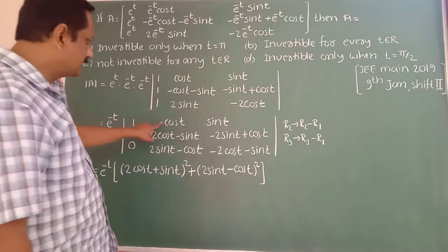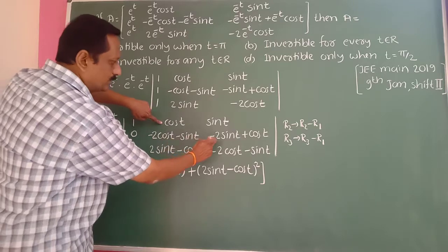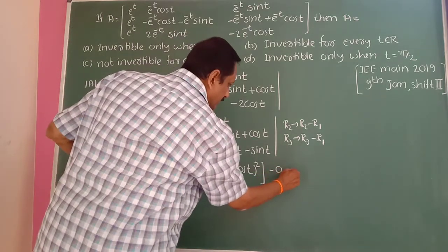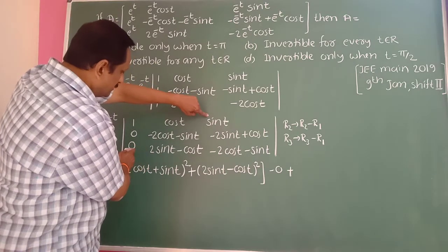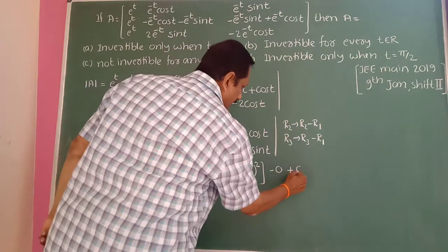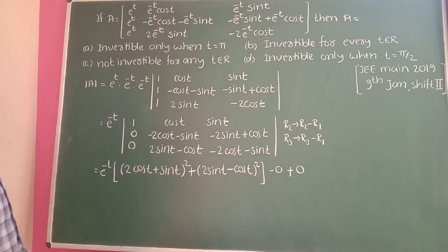Then take the second term here: cos t into 0, and 0 into this is 0, hence the second term becomes 0. Similarly, sin t into 0 is 0, and this into 0 becomes 0, again it is 0 only. The next two terms become 0. Only simplify this term now.